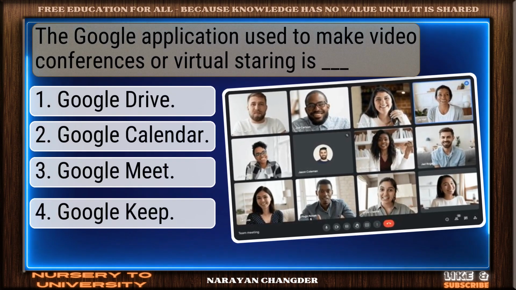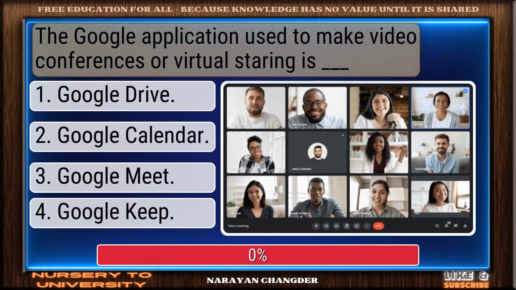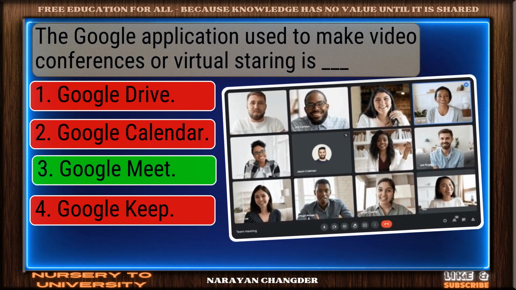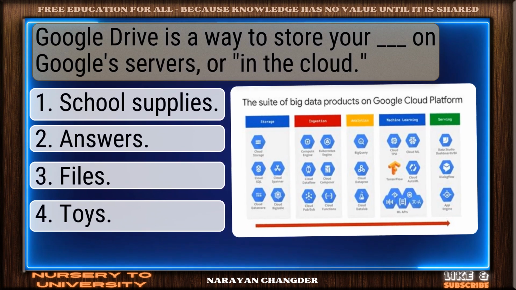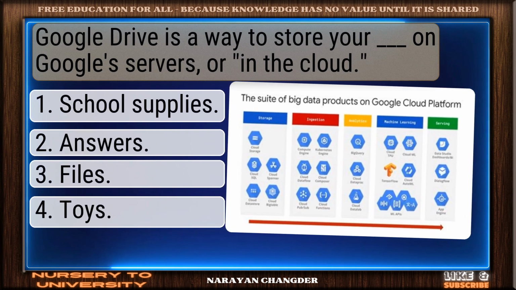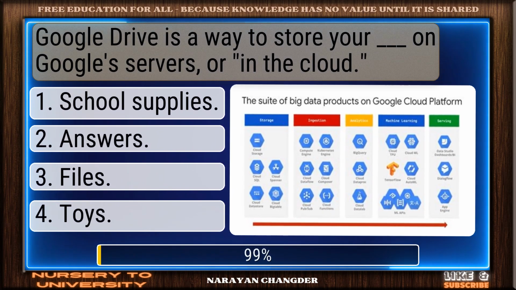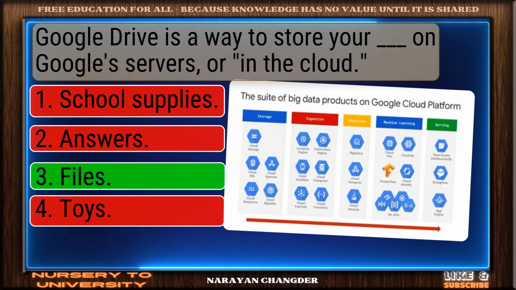The Google application used to make video conferences or virtual meetings is Dash. You chose Google Meet, and it is correct. Google Drive is a way to store your Dash on Google's servers or in the cloud. You got it. Your choice, files, is right.